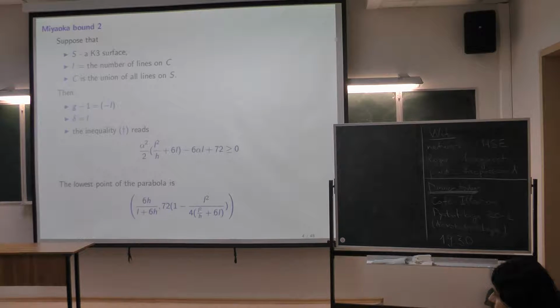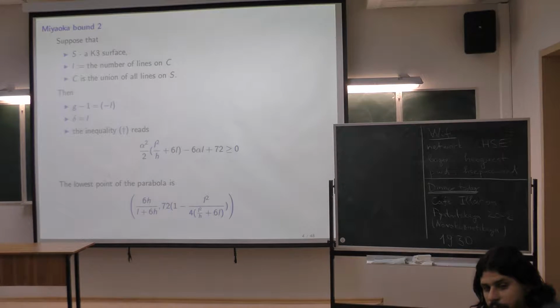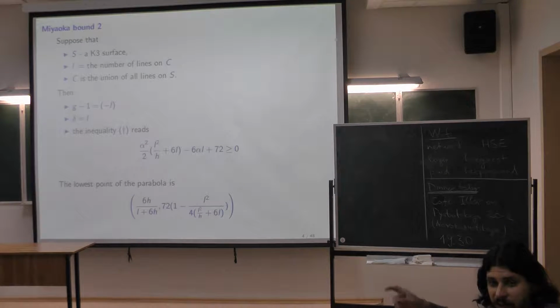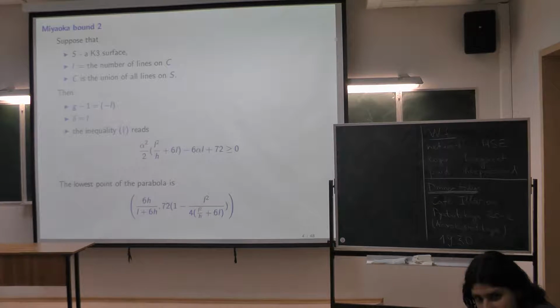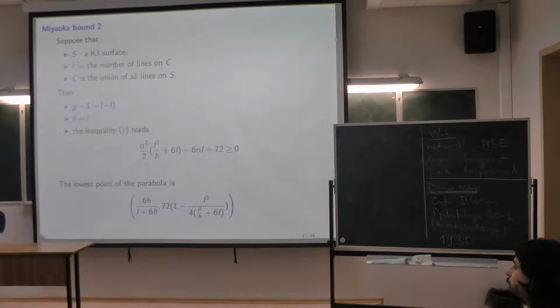The parabola is given by y equals x squared divided by 2, times this, minus 6 times x times that, plus 7. It's a parameter, so it's an equation in alpha. The parabola is the graph of this function, as a function of alpha. The Miyaoka inequality is about alpha.